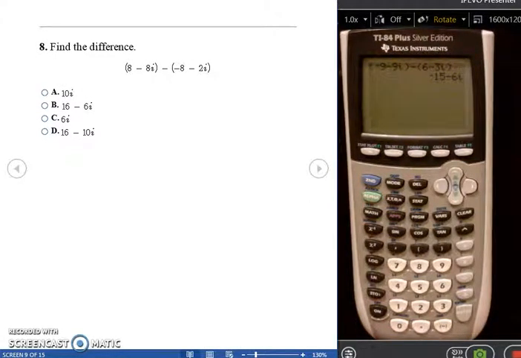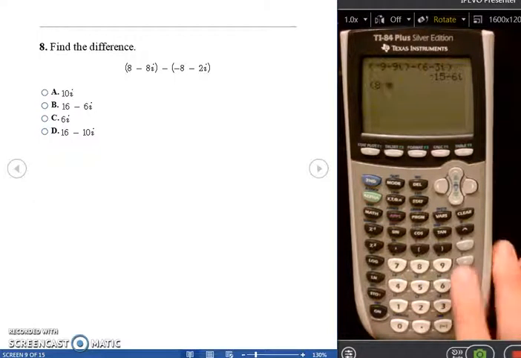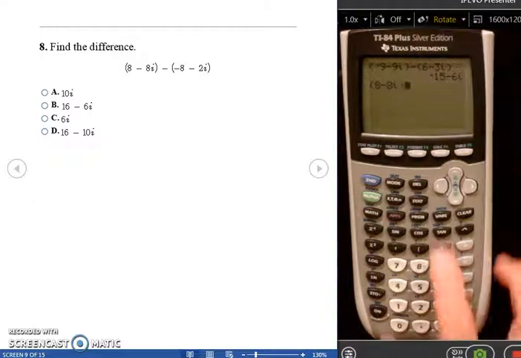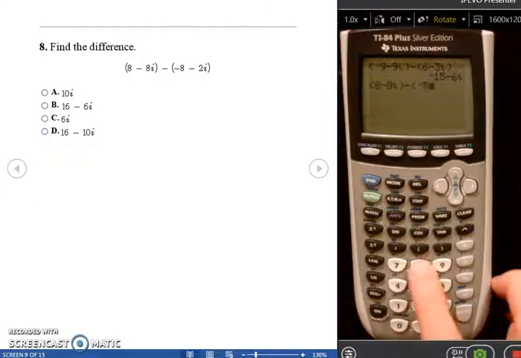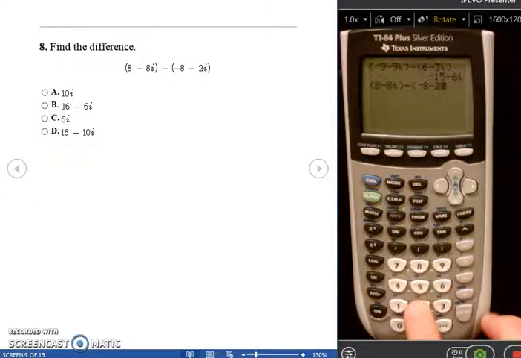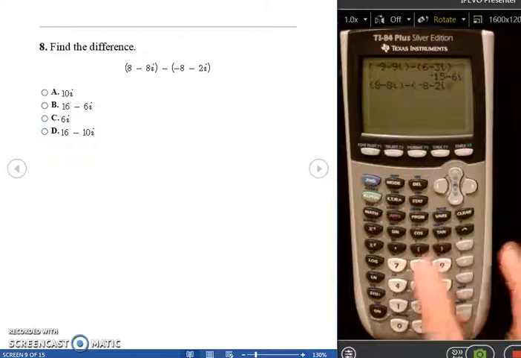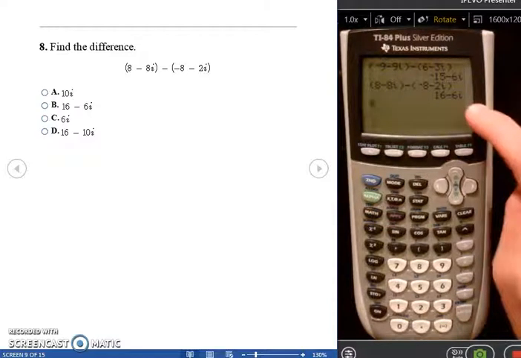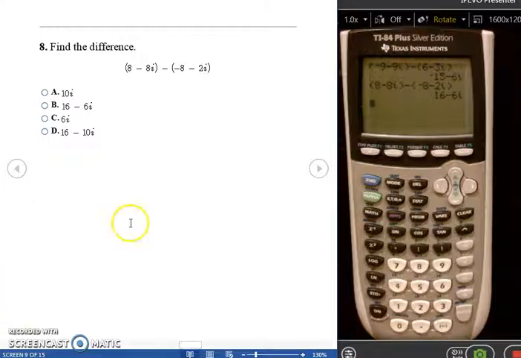This question is the same type as the last one, number 7, so I'm going to type parenthesis 8 minus 8 second I, end parenthesis, minus parenthesis negative 8 minus 2 second I, end parenthesis. Once again, I kept track of when to use the negative sign and when to use the minus sign. And I press enter, and that simplifies to 16 minus 6i, which is choice B.